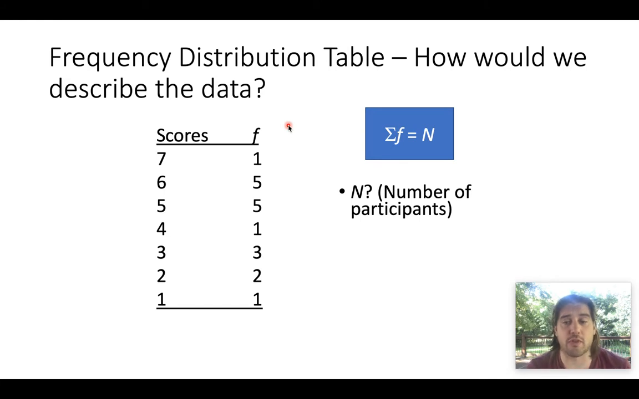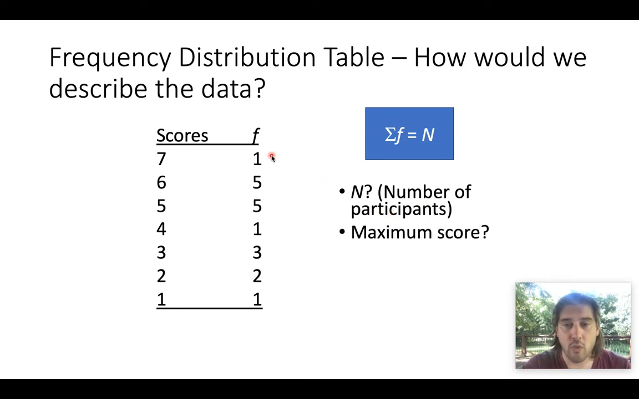The first thing we can do to describe the data is determine how much data we have, how many participants are in our data set. That's simply the sum of our frequencies. Because if this 1 represents 1 person and this 5 represents 5 people, then if I add these numbers up, it tells me how many people I have in the data set. So the sum of F equals N. N is a special symbol we use in data science to represent the number of participants in a data set.